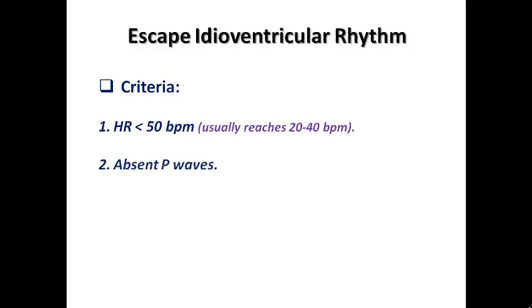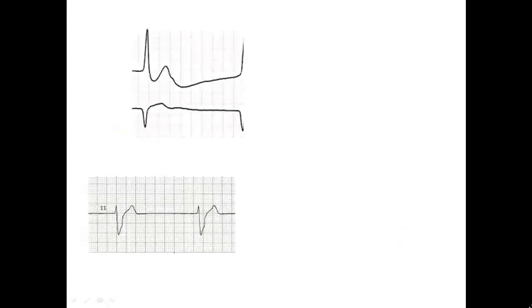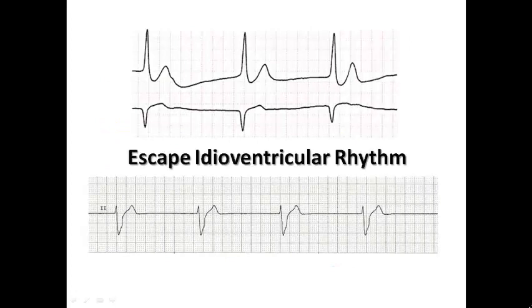And so we can summarize the criteria again of escape idioventricular rhythm, which shows a heart rate less than 50, usually between 20 and 40 beats per minute, absence of P waves, and there is wide complex left bundle or right bundle branch block morphology, and usually it is an unstable rhythm with liability to develop pauses or even asystole. So it is a very dangerous rhythm to see. We can see another example here where there is wide regular escape rhythm with slow heart rate and no P waves, so it is escape idioventricular rhythm, which is a very dangerous type of rhythm.